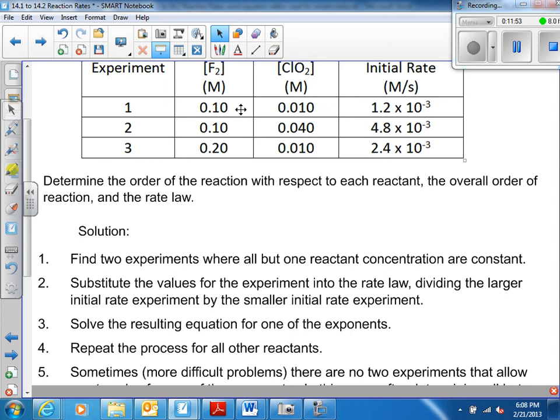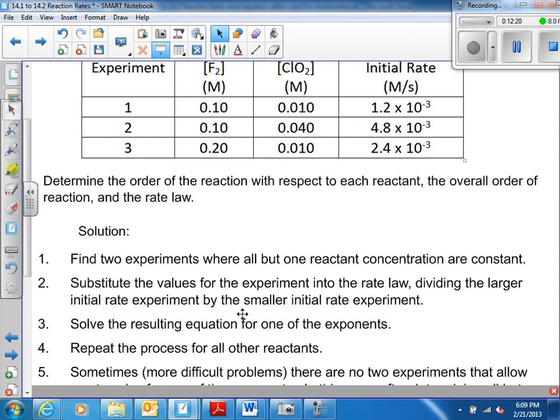Let's do that. Let's see, 2 experiments where all but one are constant. Look at this, 1 and 2. F2, the fluorine concentration is constant, and the chlorine dioxide is changing. So I could use those 2. Now it tells me substitute the values for the experiment into the rate law. So I have a rate right here. I will have rate equals k, 0.1 to the x, 0.04 to the y.